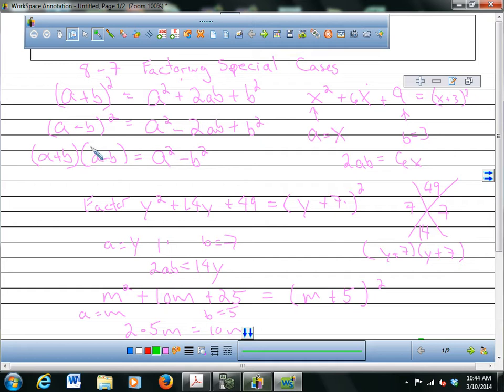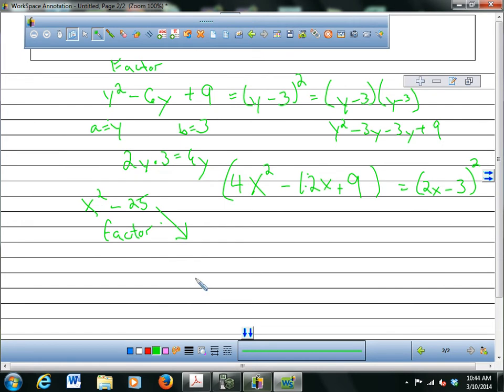A plus b times a minus b is equal to a squared minus b squared. So going back, if I have x squared minus 25, what two things did I multiply together to get that x squared minus 25? Plus 5 and negative 5. Okay? So if you see it like this, where this is a perfect square and this is a perfect square, and there's nothing in the middle, it's just x minus 5 times x plus 5. If there's nothing in the middle, no middle term, then one is just plus and one is just minus, if they're both perfect squares. So let's do one more.